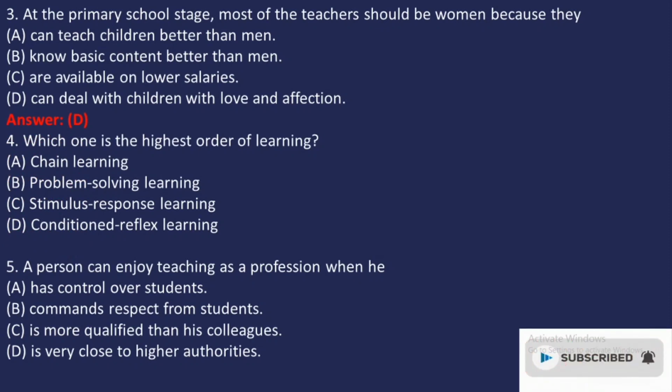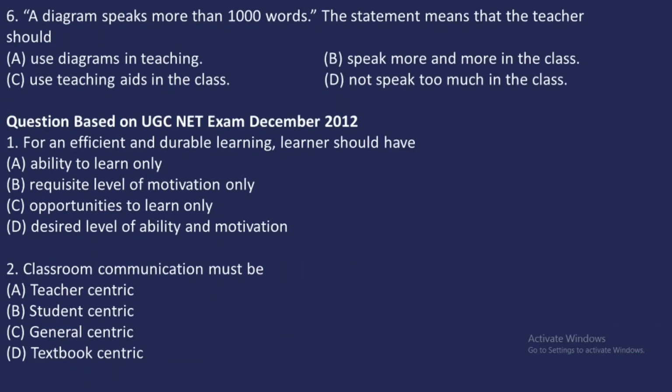Which one is the highest order of learning? Chain learning, problem solving learning, stimulus response learning, conditioned reflex learning. The right one is option D, that is conditioned reflex learning. A person can enjoy teaching as a profession when he has control over the students, commands respect from students, is more qualified than his colleagues, is very close to higher authorities. The right one is option B, that is commands respect from students.